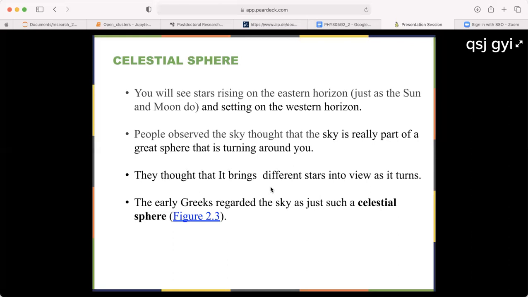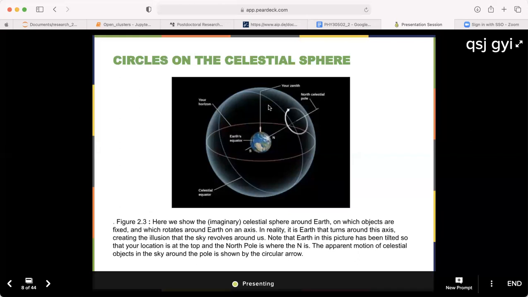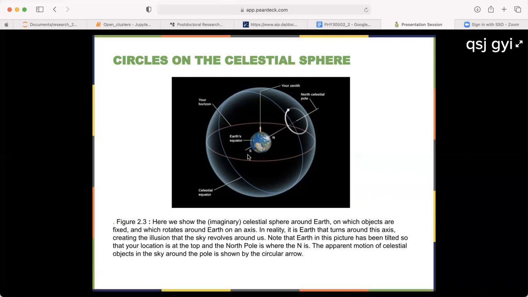And so this whole sphere that they see, they consider as the celestial sphere, right? So the celestial sphere is this one right here. You can see that this is the earth right in the middle, mostly the blue color. And around the earth, there is another sphere, right? That sphere is what we call the celestial sphere. Now, there are a few important points that you can notice here.